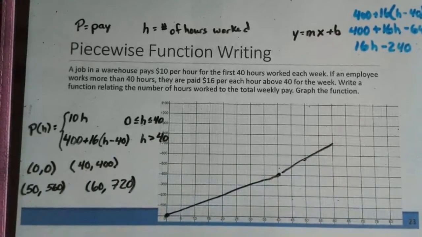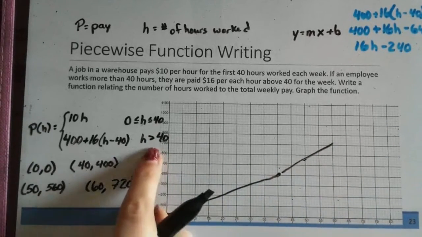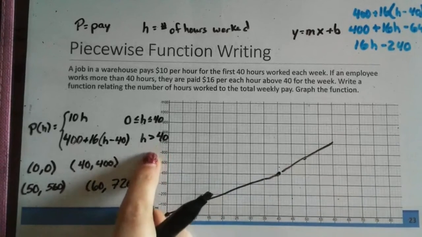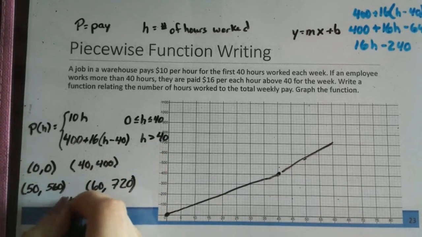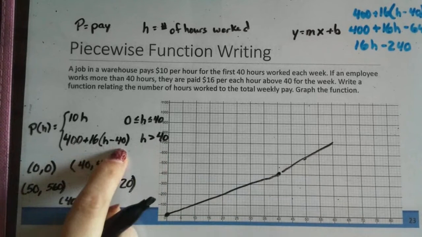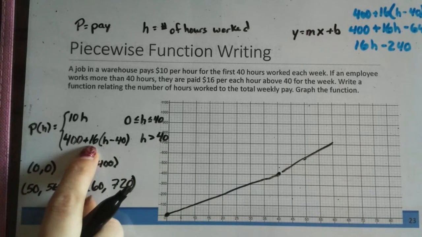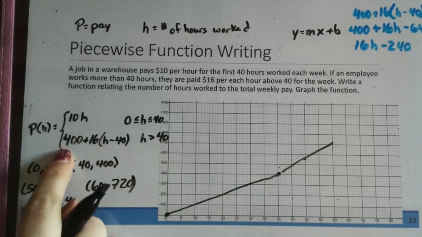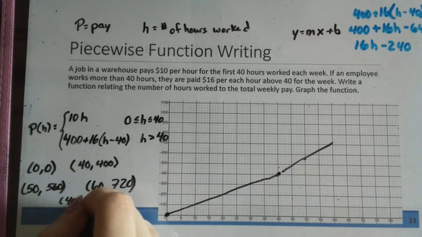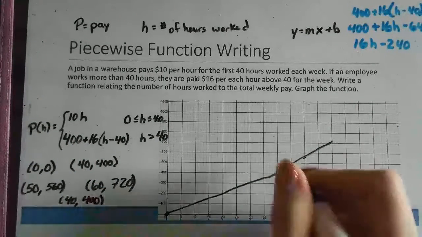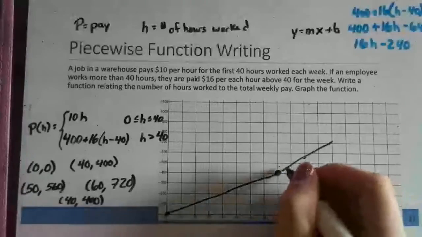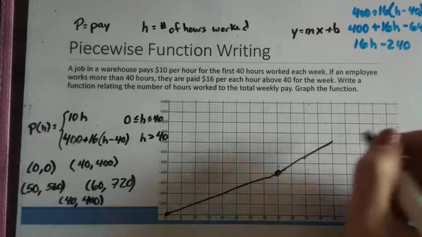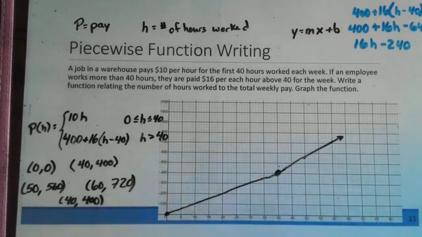I can plug in h equals 40, and whatever I get when I do that, I'm going to have an open circle for this part of the graph. If I do plug in 40, 40 minus 40 is 0. 0 times 16 is 0, plus 400 is 400. So this point (40, 400) gets an open circle, but it's already a closed circle from the first part. So that's what our graph's going to look like.